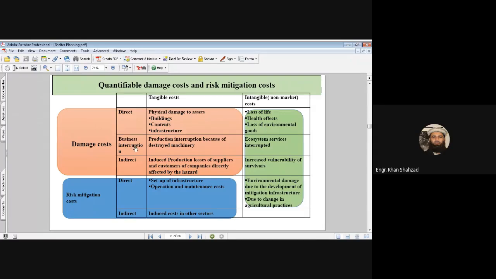And the next is the business interruption. If you remember from the last class, I told you that you have to provide a business continuity plan to the people who have been affected by the disasters. So the business interruption, like the production interruption because of the destroyed machinery: the machinery has been destroyed and the production has been stopped. The next one is that the ecosystem services have been interrupted.